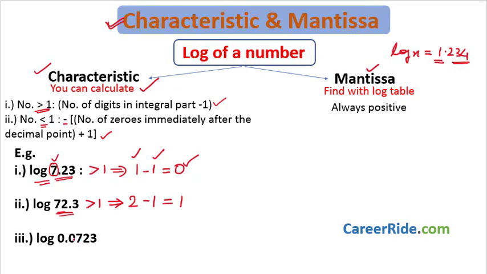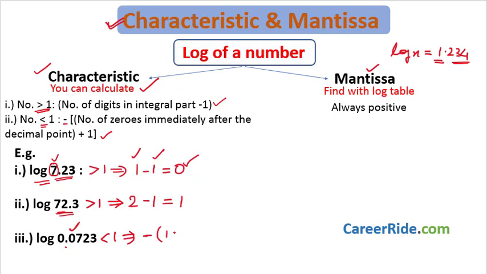Let's move on to the third example. Log of 0.0723. Now let us check our condition. Is it greater than 1 or less than 1? We see that it is less than 1, which means my rule 2 will apply here. What is my rule 2? Minus sign, then the number of zeros immediately after the decimal point. After the decimal point, only one zero is there, so I'll write 1.